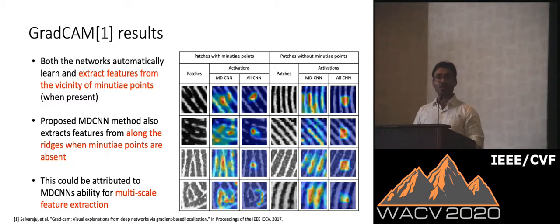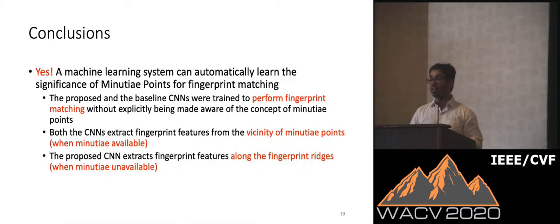So in conclusion, going back to the question, can we actually use a machine learning system to verify the importance of minutiae points? Yes, we can. Because both the networks, when they were trained, were not given any idea of what a minutiae point is. They did not know the concept of minutiae points. Yet they converged upon minutiae points for extracting features when they had to perform the matching.